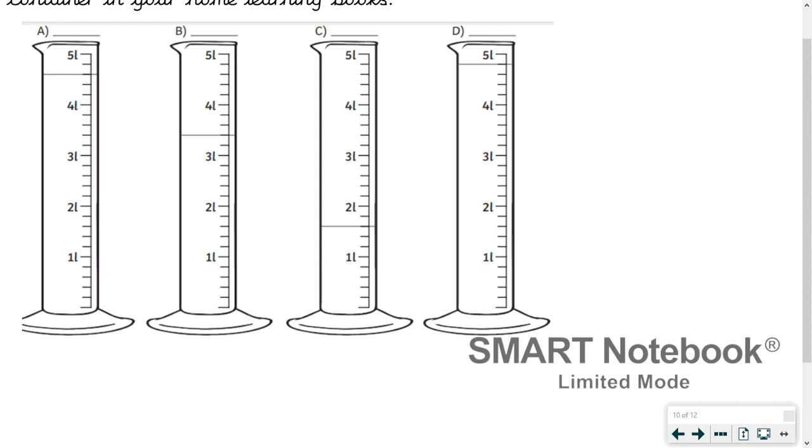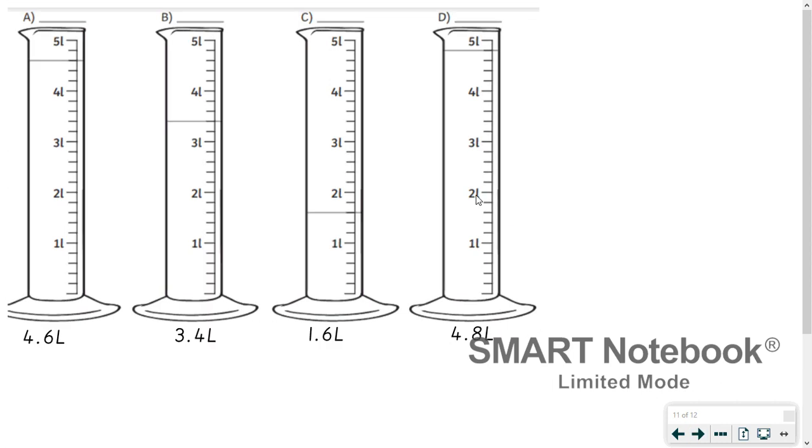Right, let's go back and have a look at some answers. So in the first container, each jump was of 200 millilitres because 200, 400, 600, 800, and then we're at the next one. So each jump was of 200. So this one is 4 litres, 1, 2, 3 jumps. So 200, 400, 600. So 4.6 litres.